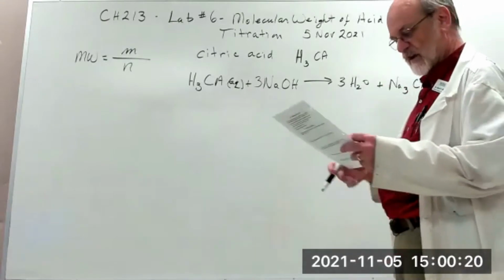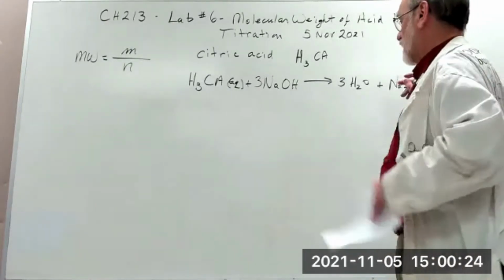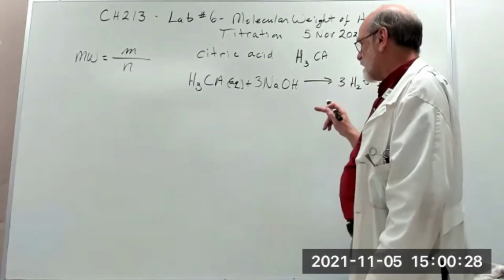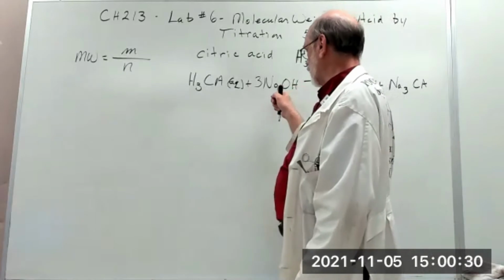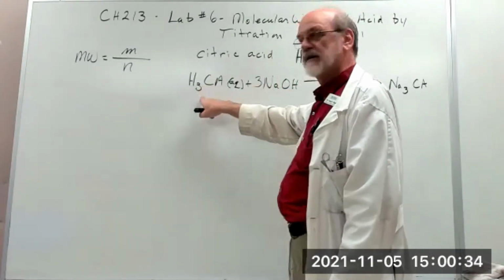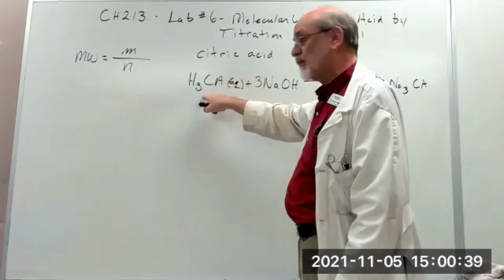It's not a complete equation. It's right here at the bottom of the page. The importance of this reaction is that if you can find out how many moles of sodium hydroxide were required to neutralize that citric acid, then you can say something about how many moles of acid there are.